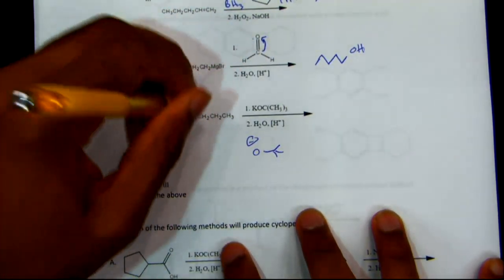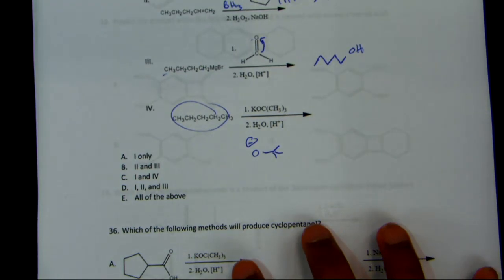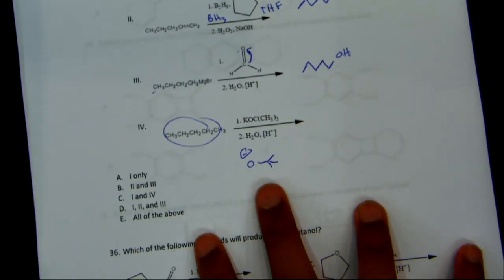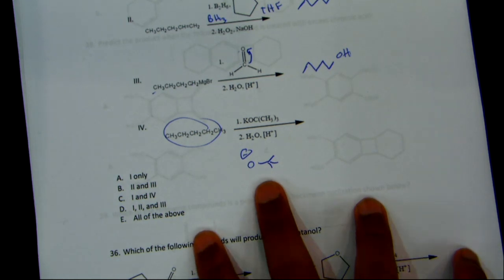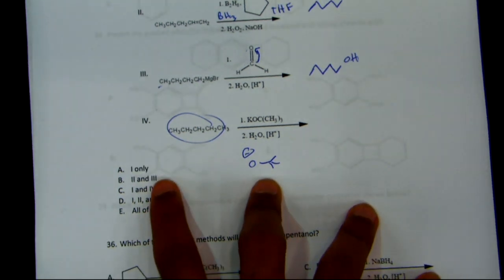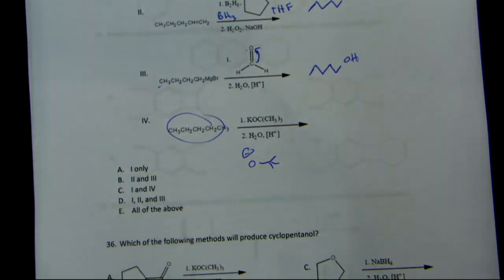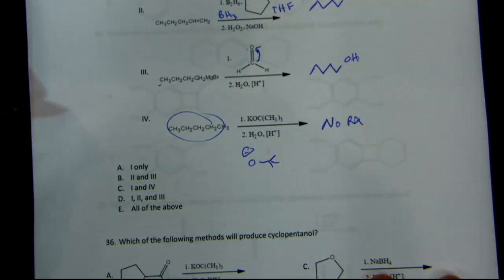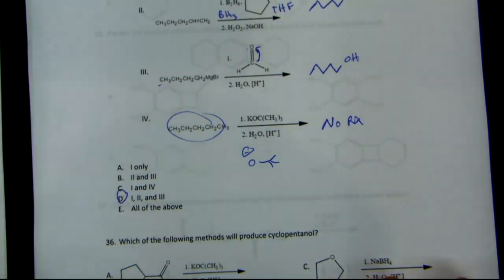This one, tert butoxide, is not, in general, a reactable compound here. This is usually used for elimination, right? You guys kind of recognize that? You don't really eliminate hydrogens off an alkane ring, or alkanes in general. That just doesn't happen. So this is no reaction. So it's gonna be 1, 2, and 3, okay?